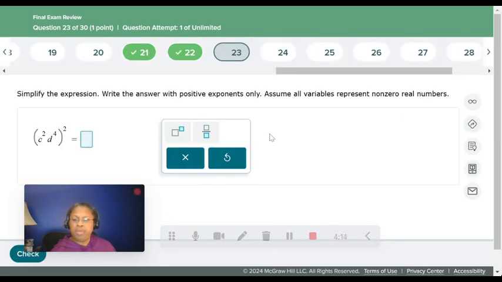Problem number 23. Simplify the expression. Write the answer with positive exponents only. Assume all variables represent non-zero real numbers. The fun thing about this is we don't have any negatives. So we're going to have c to the 4th because 2 times 2 is 4. And then we will have d to the 8th. And remember, because we have the parentheses, that's why we're multiplying the exponents. Otherwise, we would add them.